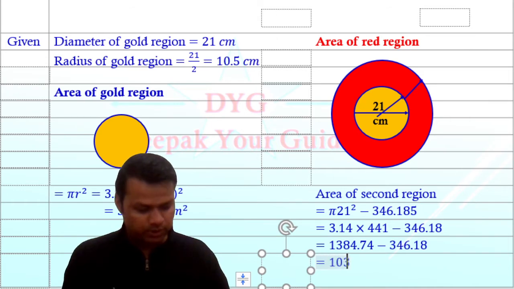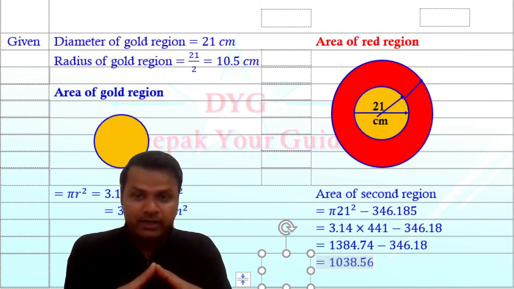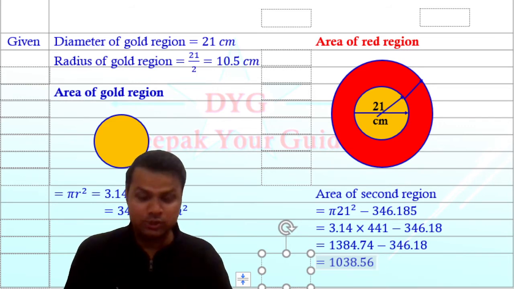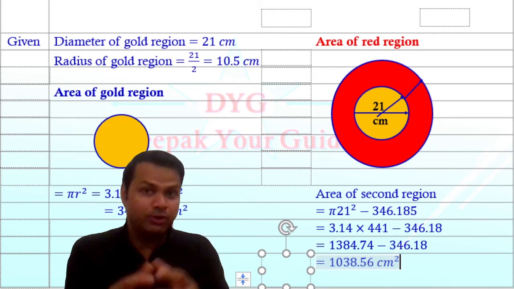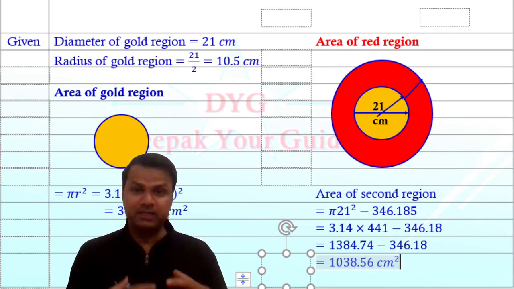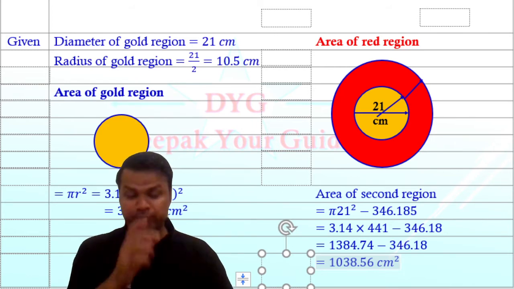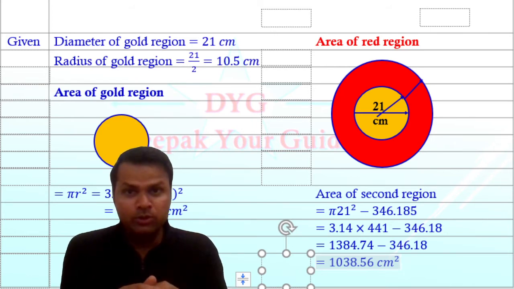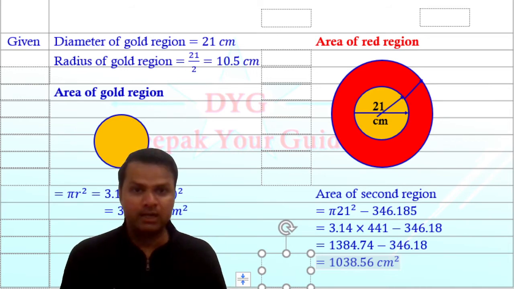So 1038.56. Okay, see, I am using the calculator here, and I'm sure it is not allowed in the examination. So make sure you practice the multiplication. I'm assuming in grade 10 you know how to multiply decimal numbers. Please practice it. If you have any doubt, let me know in the comment section. So I'll make a video on how to multiply.